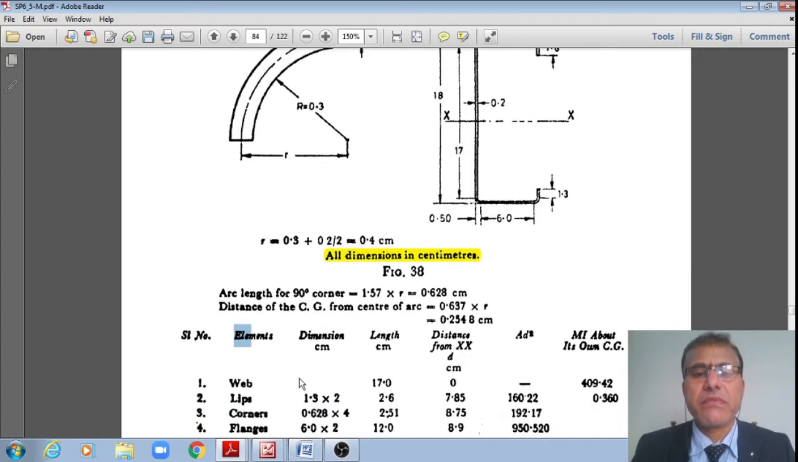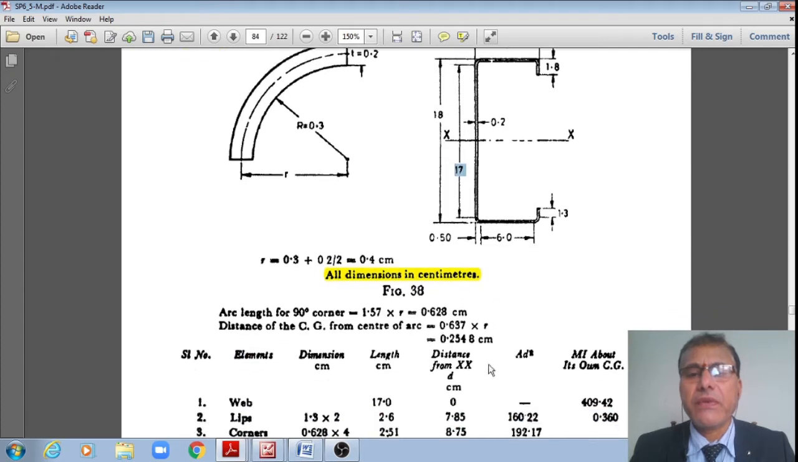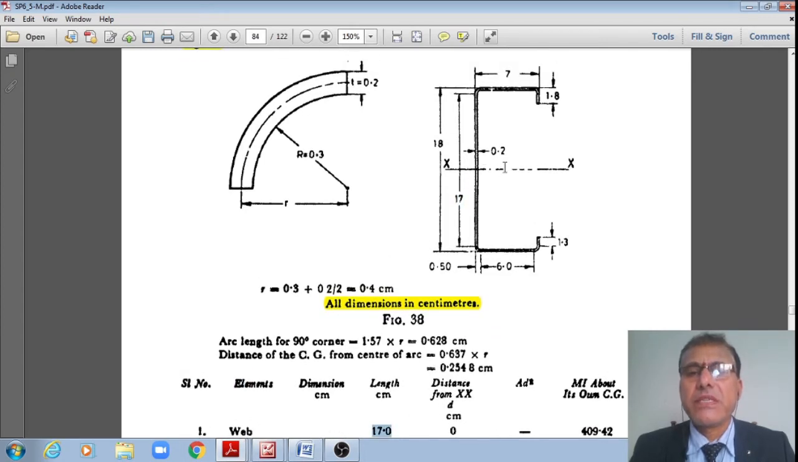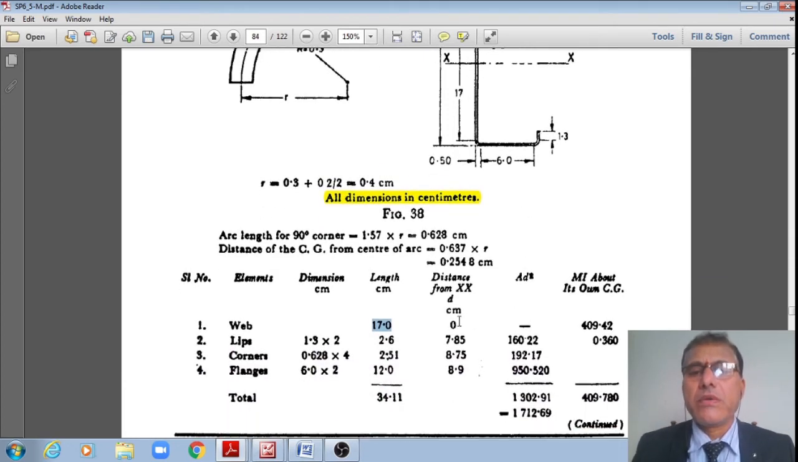Then the first component is that of the web. Now its length, excluding this curved portion, because this curved portion is 0.3 plus 0.2, that is 0.5. Therefore, if I deduct 0.5 centimeter on either side from 18, it now works out as 17 centimeter. The CG of this is lying with the CG of the section itself. This is what is called a point symmetric section about the axis of bending, the x-axis. Then the distance d is equal to 0.